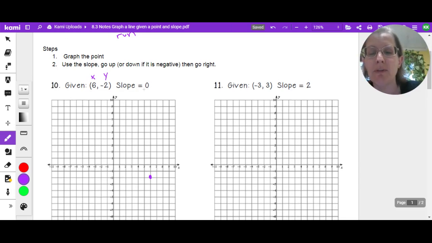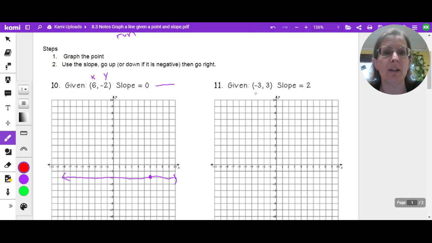Then I remember from my slope guide that a slope of 0 is a horizontal line. So that one's pretty easy. It's just going to be a horizontal line. So if you're given a point and you're given the slope, you can find the rest of the line. So now let's look at one just a little bit harder.